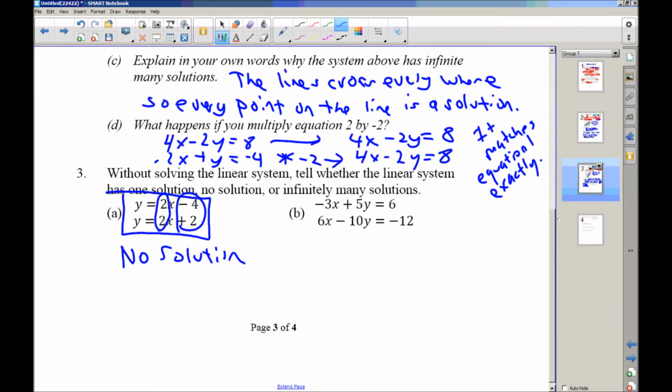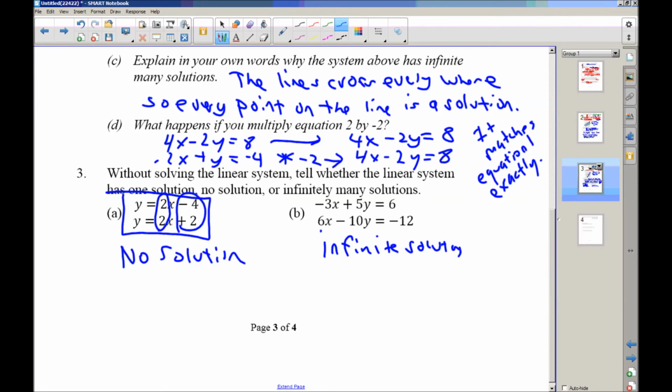In our second one, let's see. If I took the top equation and I timesed it by 2, I would get negative 6x, positive 10y, and positive 12. So everything would be opposite of the bottom equation's. So when I added it up, I'm going to get 0 equals 0. So this would be infinite solutions.